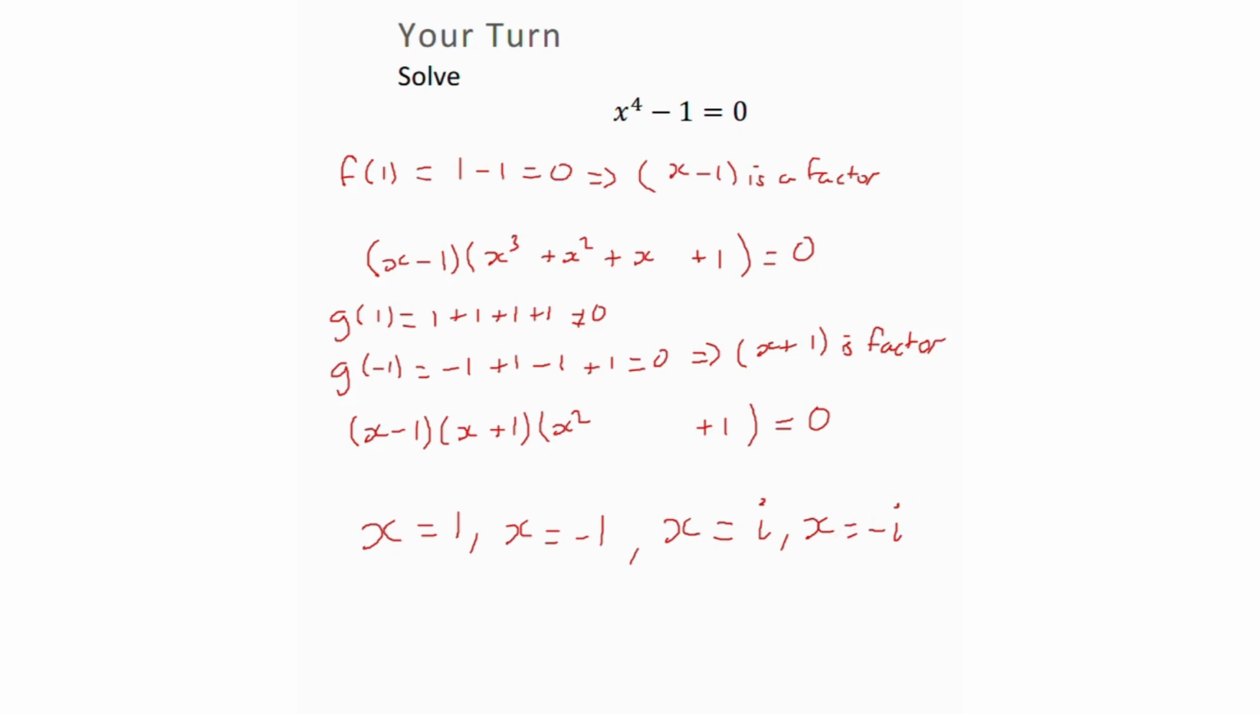Now, you may have spotted a slightly different way to go about this, because this is actually a difference of 2 squares. You could have used a difference of 2 squares to factorize out x squared minus 1, x squared plus 1, and then the x squared minus 1 factorizes down as well. That works in this particular case because it's a difference of 2 squares. It would have still got you to the same final equation that you're trying to solve.